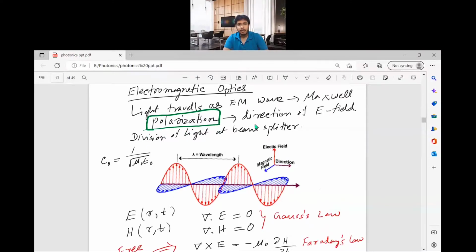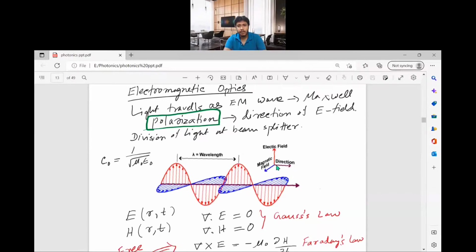Basically, polarization means the direction of the electric field at any time. This is the time course of the electric field, and we will trace the electric field direction. Maxwell is the main contributor here. He stated that light travels as an electromagnetic wave, consisting of an electric field and a magnetic field, both perpendicular to each other, and light travels in the direction perpendicular to the E field and H field.